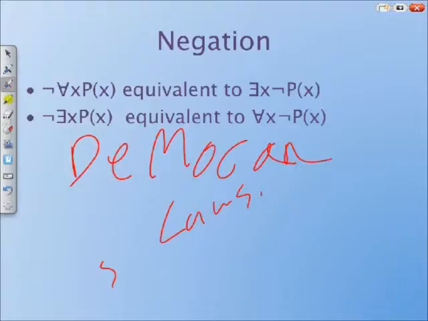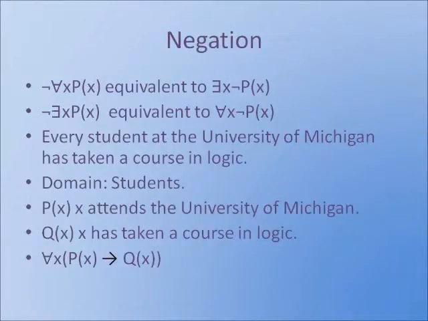An example of a negating quantified expression would be: every student at the University of Michigan has taken a course in logic. The predicate would be has taken a course in logic, and the domain would be every student. The negation of this statement would be that it is not the case that every student at the University of Michigan has taken a class in logic.